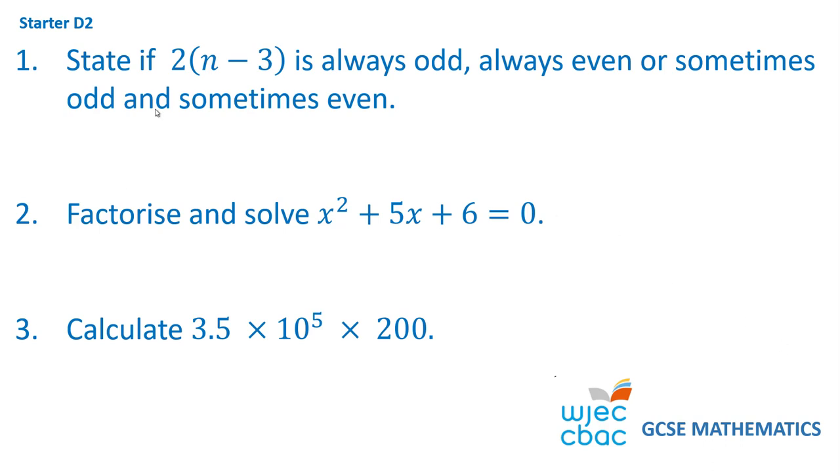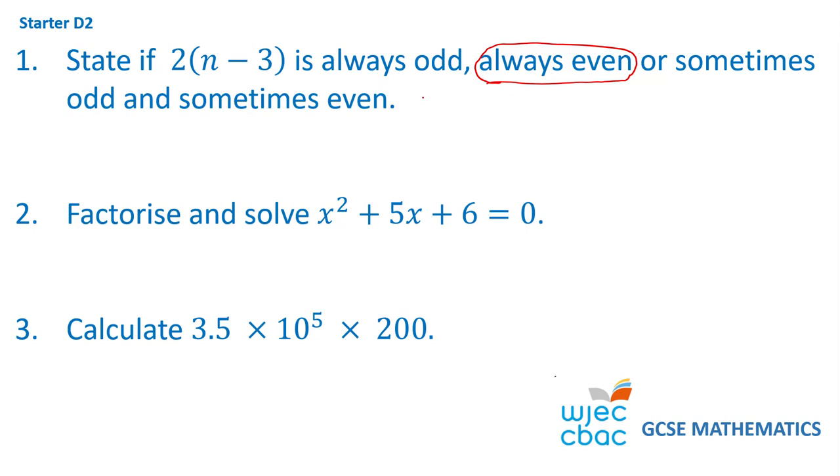So, state if 2 times n minus 3 is always odd, always even, or sometimes odd and sometimes even. Well, whenever you double a number, you multiply it by 2, it's going to become even. So you're going to have always even. Whatever you do, whenever you double a number, the solution is always going to be even. If you had 5, say, 2 times 5 is 10. If you have 6, 2 times 6 is 12. If you have 7, 2 times 7 is 14, and so on. But you still have to give 3 examples.